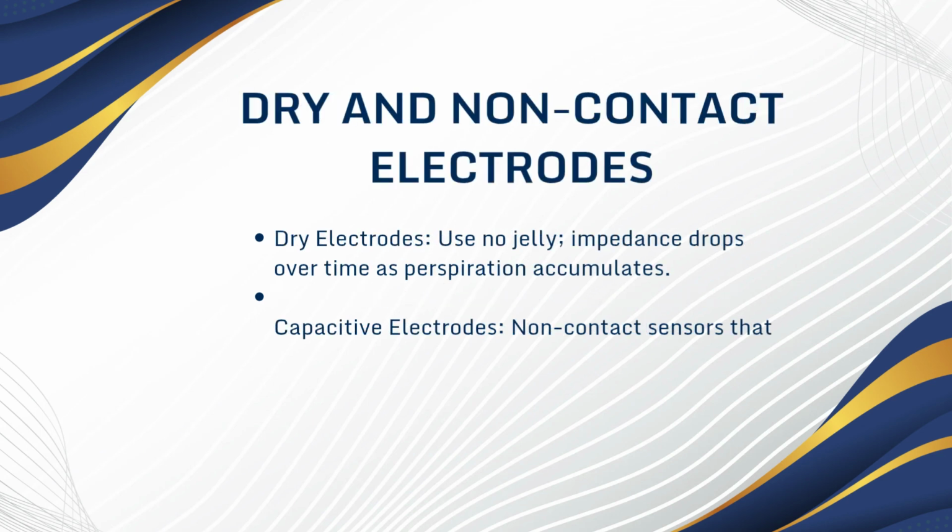We are also seeing the rise of dry electrodes, which use the body's natural perspiration as the electrolyte. Even more advanced are capacitive electrodes, which don't even need to touch the skin. They can sense the heart's electrical field from a short distance away.